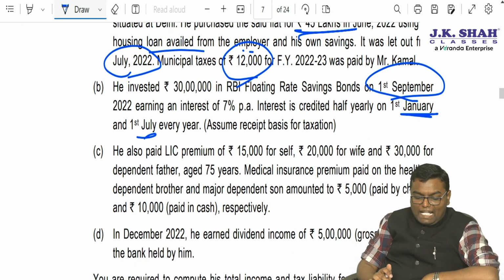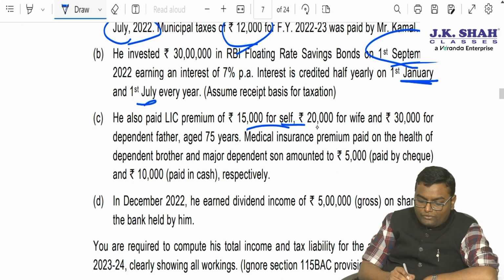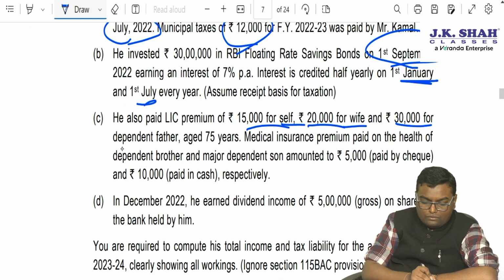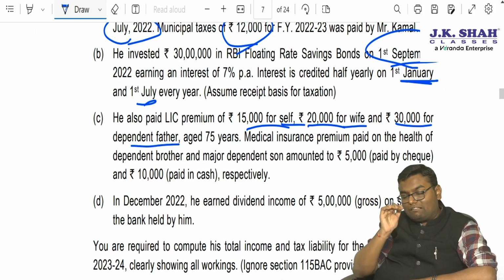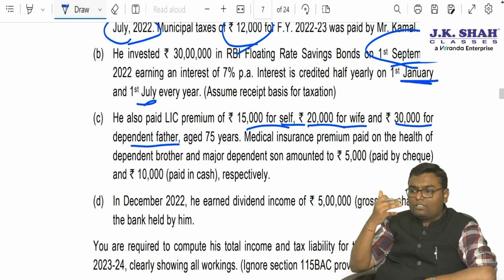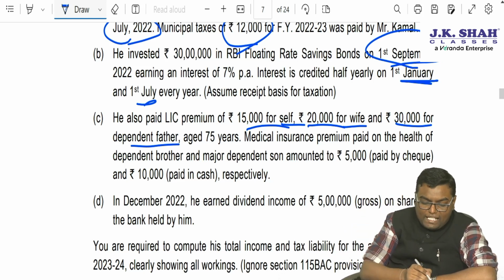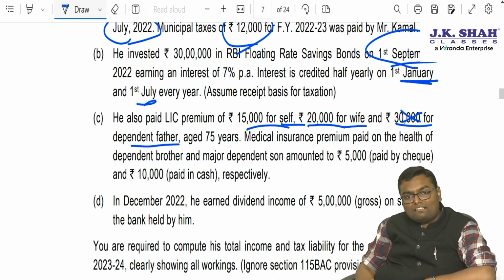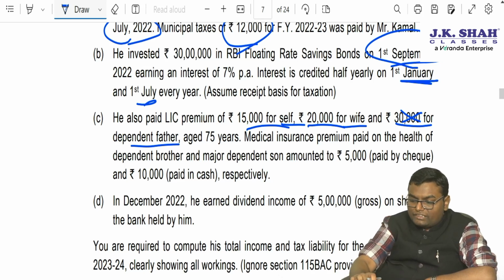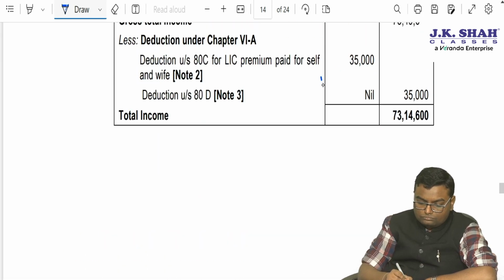He also paid LIC premium 15,000 for self, 20,000 for wife, 30,000 for dependent father. As per section 80C, life insurance premium is allowed as a deduction if it has been paid for himself, spouse, and any children. Whatever premium you are paying for the parents, that will not be allowed as a deduction. So 80C deduction you will get 15,000 and 20,000, total 35,000.